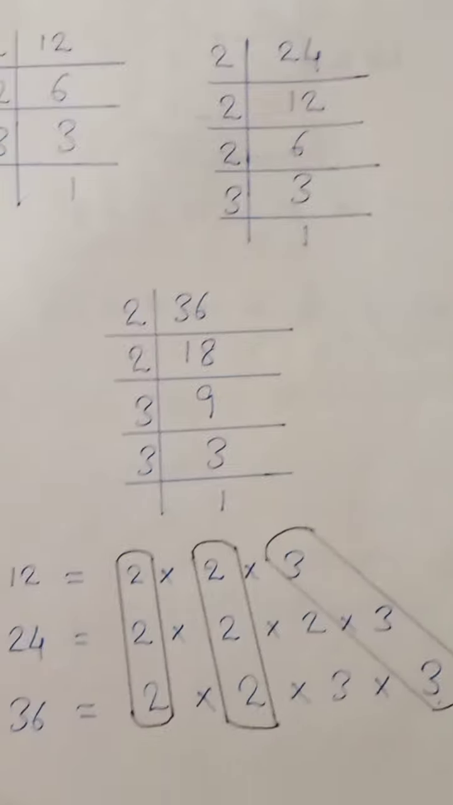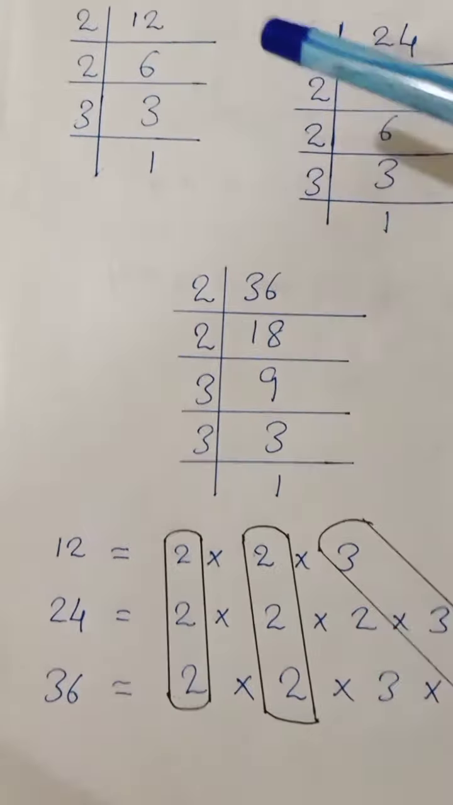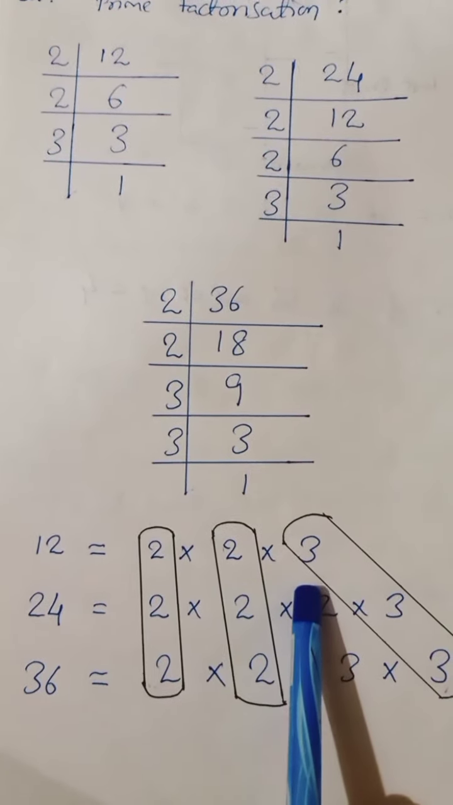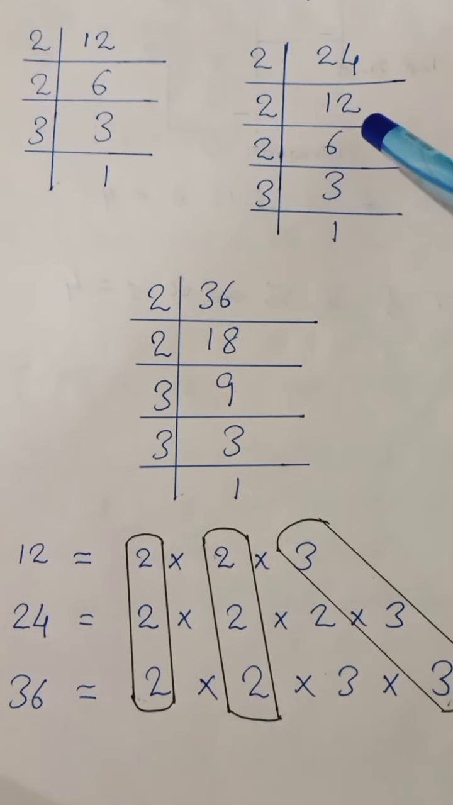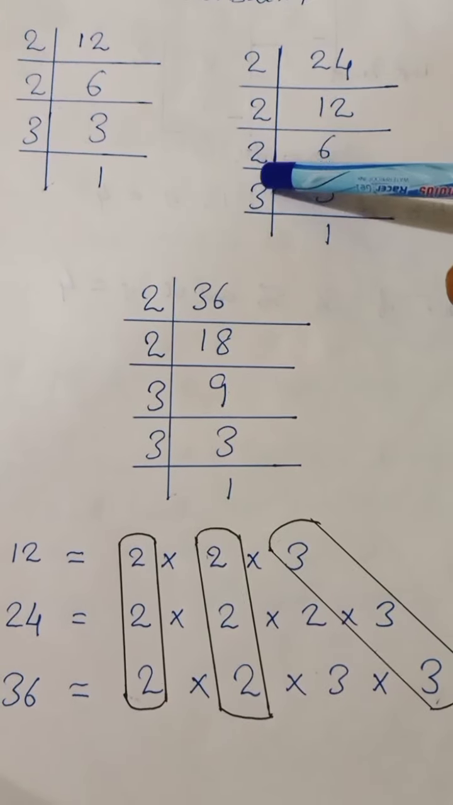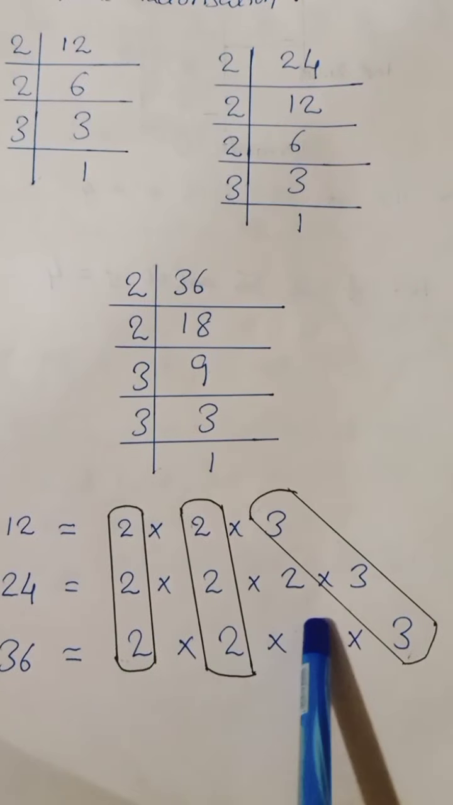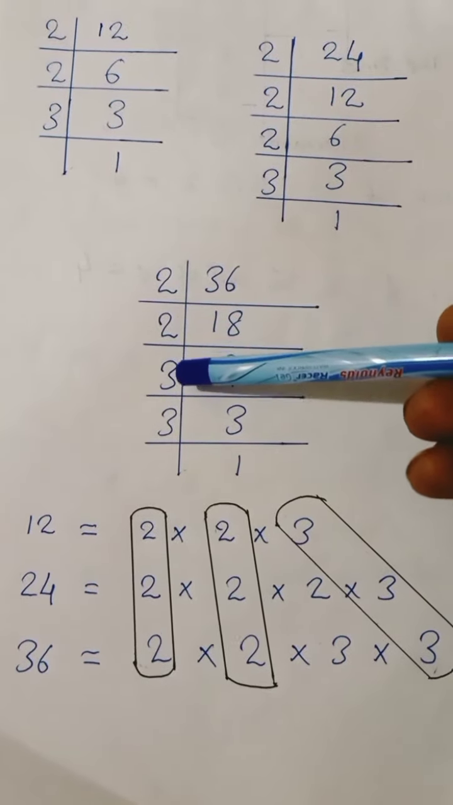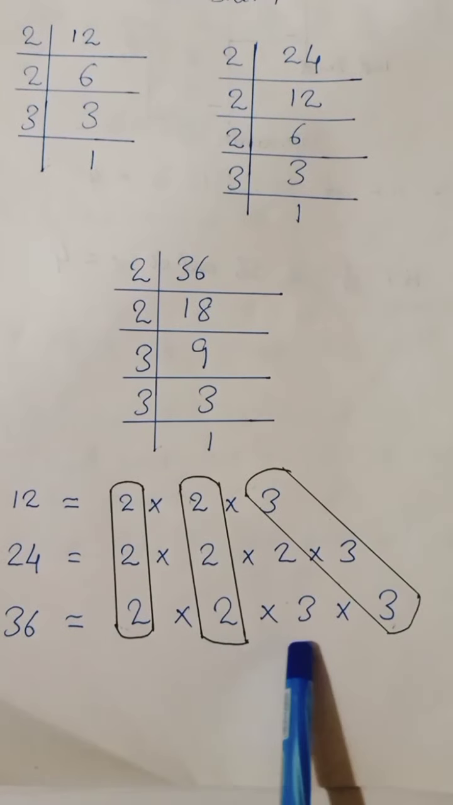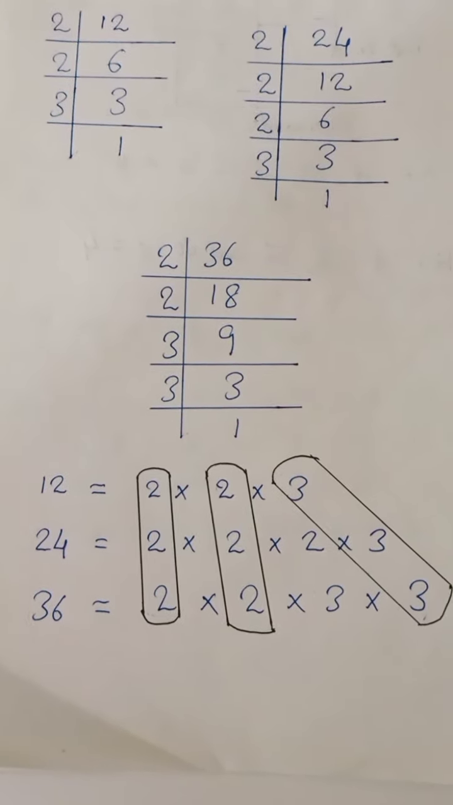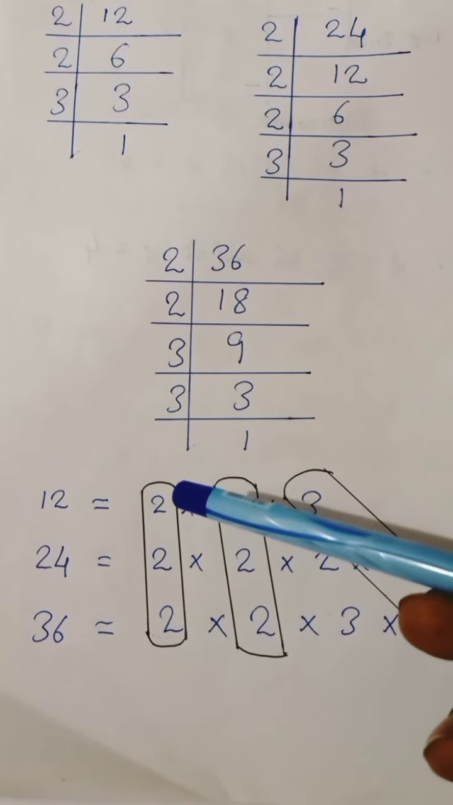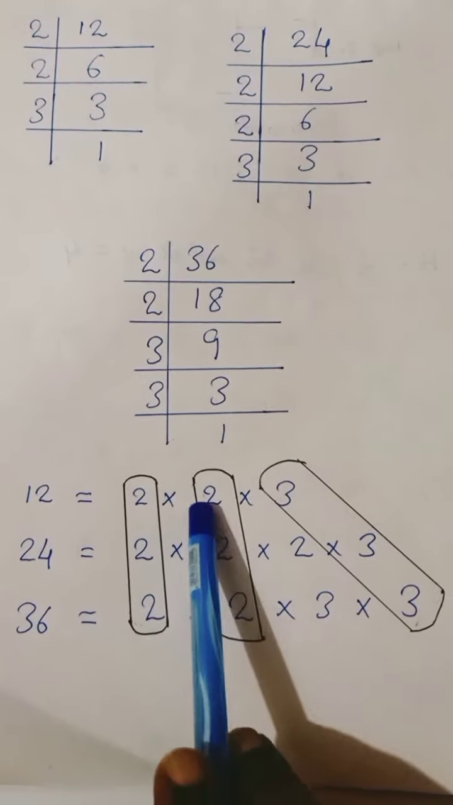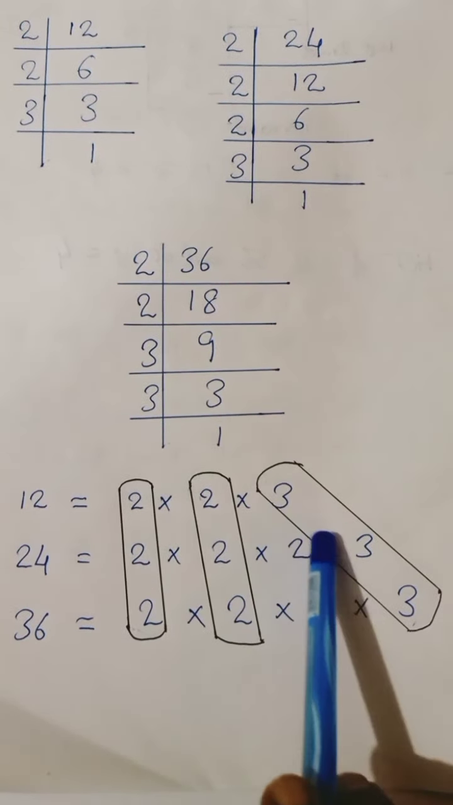So the prime factorization of 12 is 2 into 2 into 3. Next, the factorization of 24 is 2 into 2 into 2 into 3. The factorization of 36 is 2 into 2 into 3 into 3. So the common prime numbers, which we have already circled here, are 2 and 3.